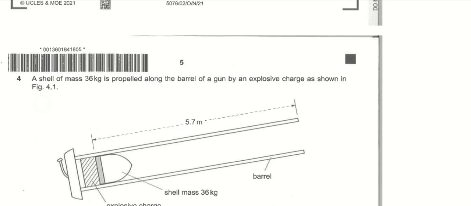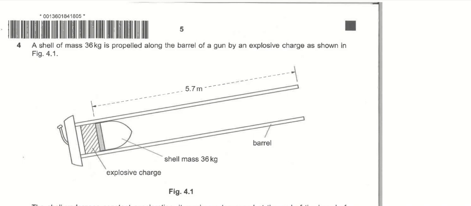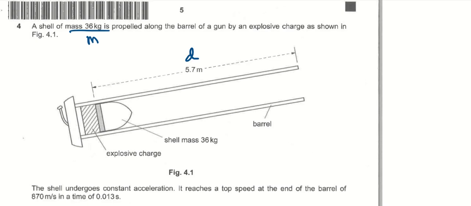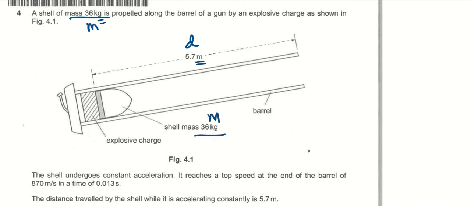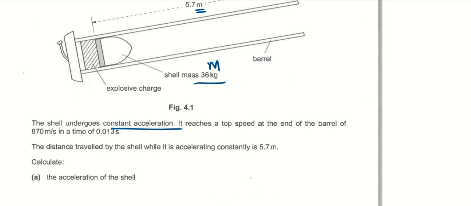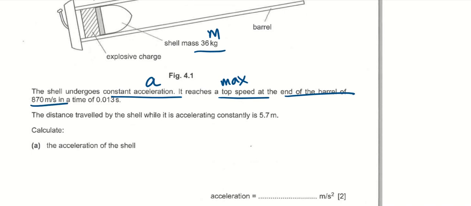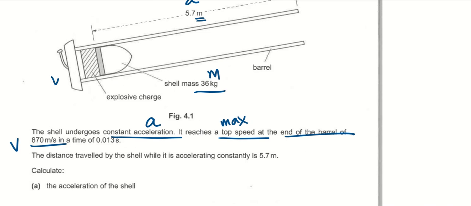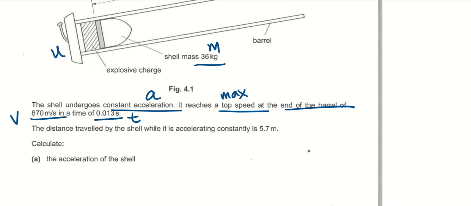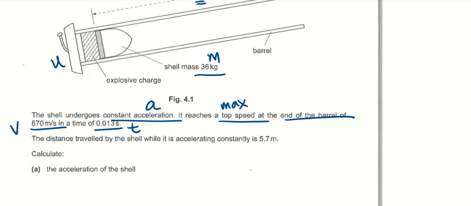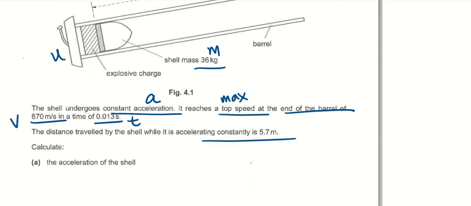Okay, question 4: a shell of mass 36 kg, this is my m, is propelled along the barrel of a gun by explosive charge. So this is the distance, and I take note that all of these are already in SI units. So this is my d, and this is my mass again. The shell undergoes constant acceleration. It reaches a maximum speed at the end of the barrel of 870. So this is v. Initially, the speed must be u, in a time of 0.013 seconds. Distance traveled by the shell while it's accelerating constantly is 5.7 meters.